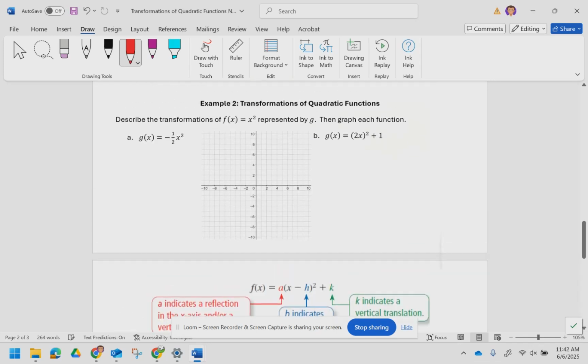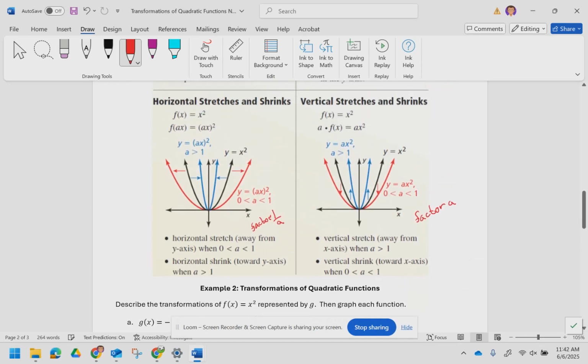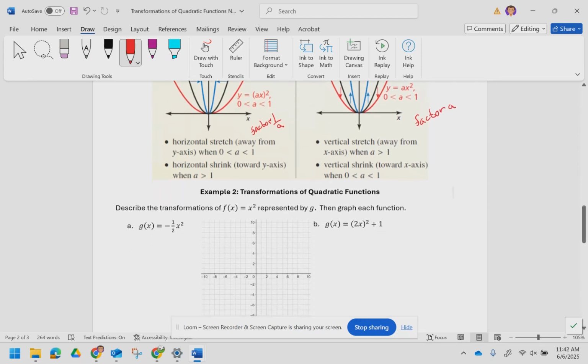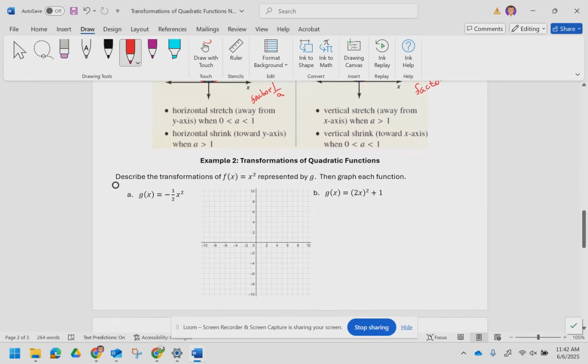So if you multiply by a number bigger than 1, it'll go higher. If you multiply by a number between 0 and 1, it'll shrink. If you multiply by a fraction, it'll shrink. All right, so let's go ahead.